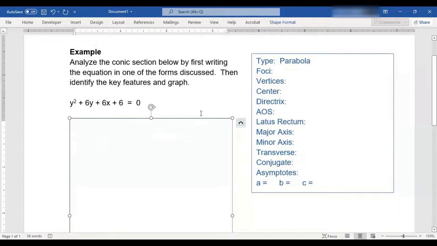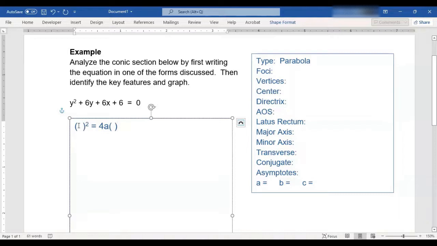To do that, the parabola form, remember, has something squared equals either a positive or a negative 4a times something. In this case, we know that we're going to have the y stuff being squared, and then the x stuff is going to be over here. And again, I know it's going to be the y stuff because we have y squared. So this is the shape that I want to rewrite this equation into.